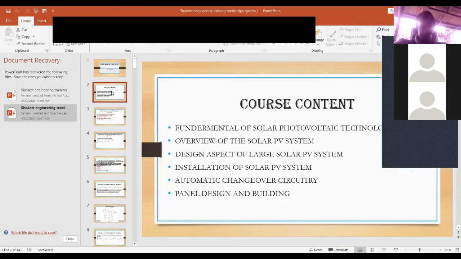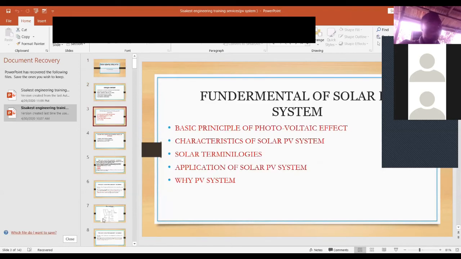So the last time we had this class, we were able to talk about the fundamentals of solar PV technology, where we actually explained the whole principle, the whole thing that happens inside the PV system, how the whole energy generation happens. So we were able to cover the characteristics of the PV system.